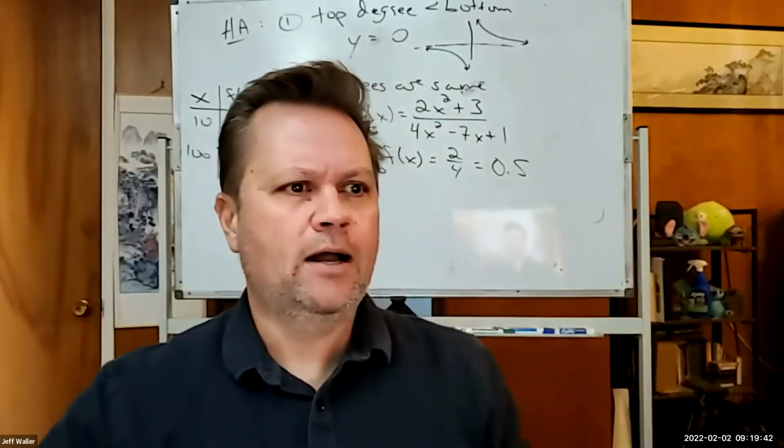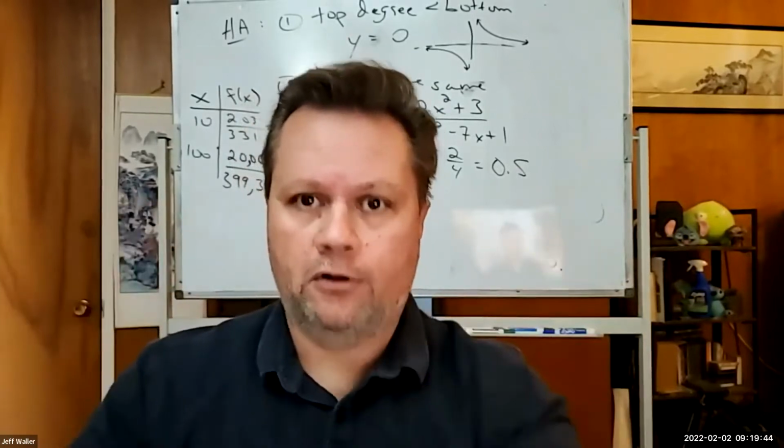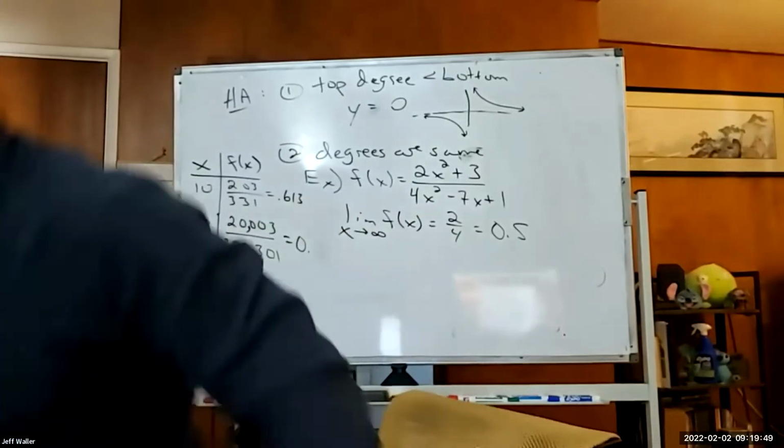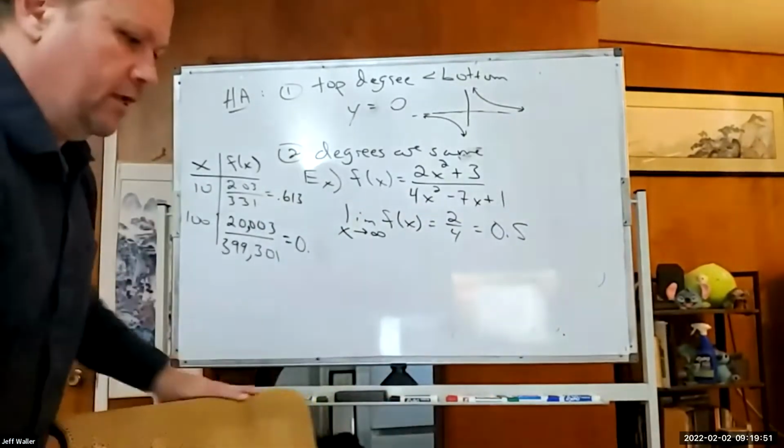Okay. Now, what about vertical asymptotes? Let me get back up here. Go away again, chair.